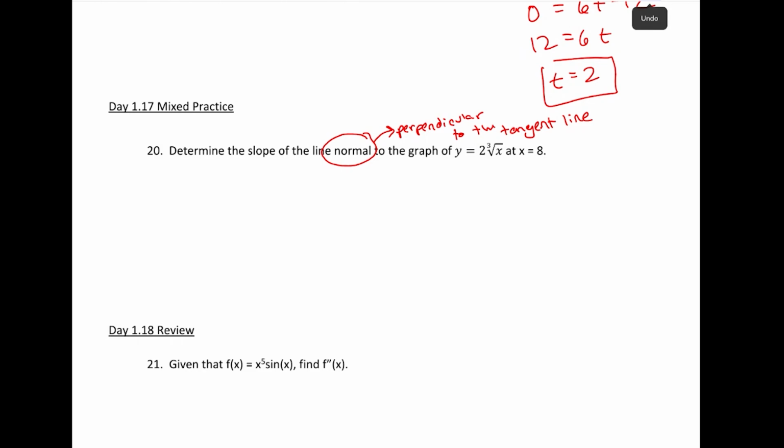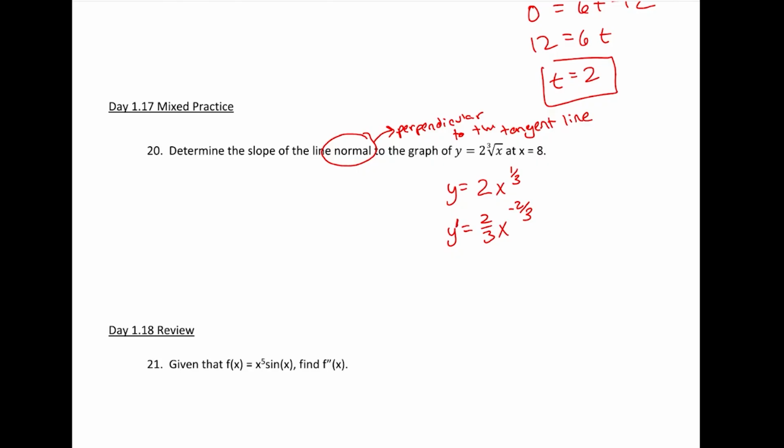So let's find the slope of the tangent line. To do that, we're going to find the derivative of y. Actually, before I do that, I'm going to rewrite y so that I can just use power rule here. 2 times x to the 1/3 power. Now I can use power rule. So 2 times x to the 1/3 is going to be 2/3 times x to the negative 2/3. And so that'd be y prime.